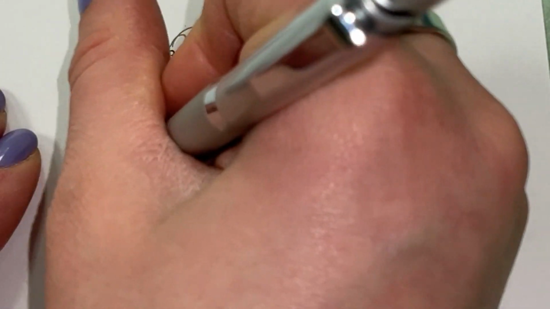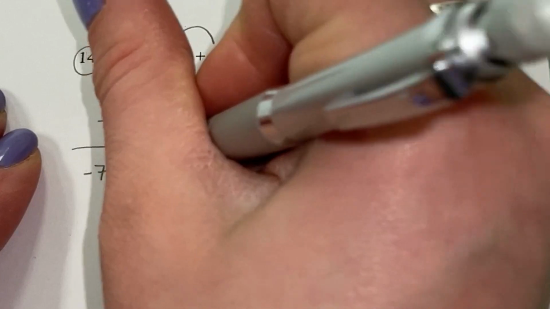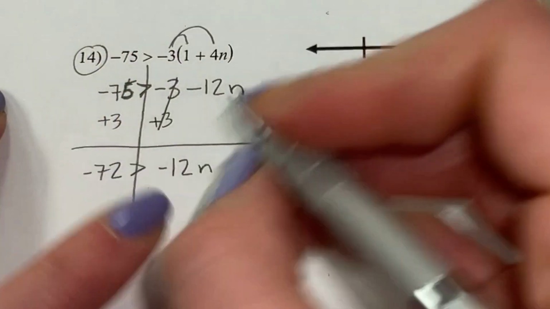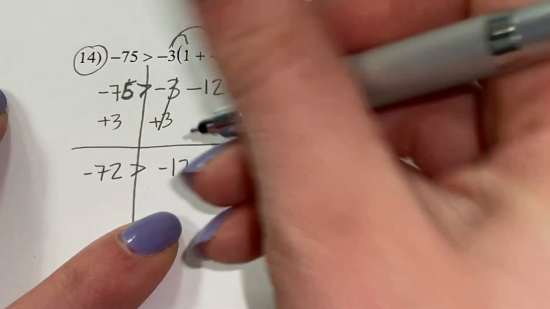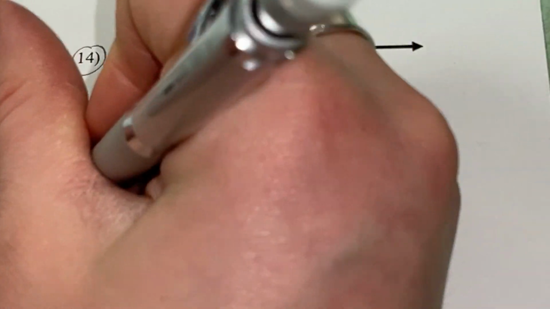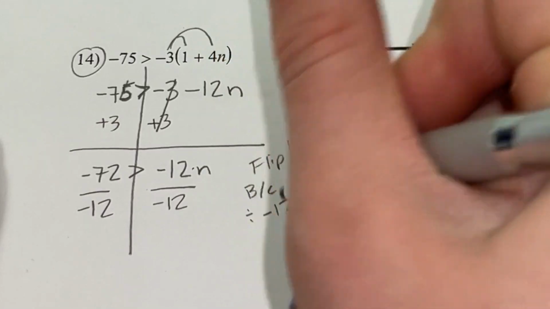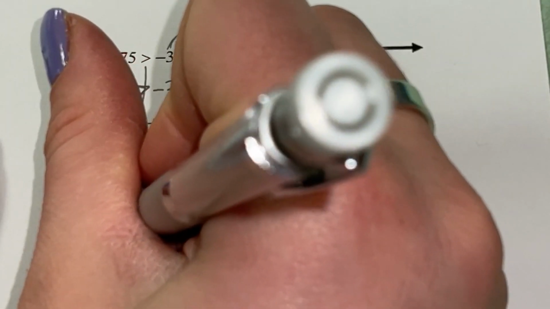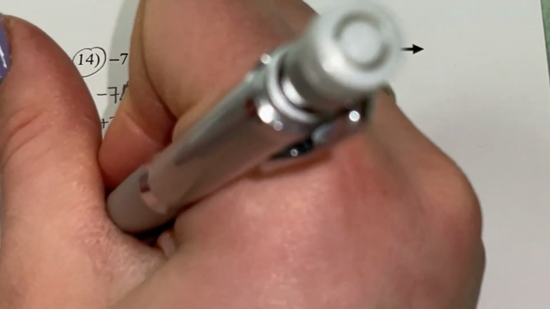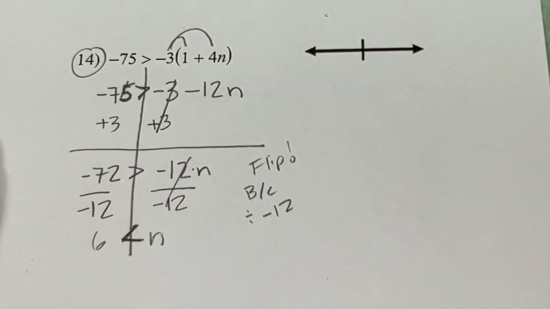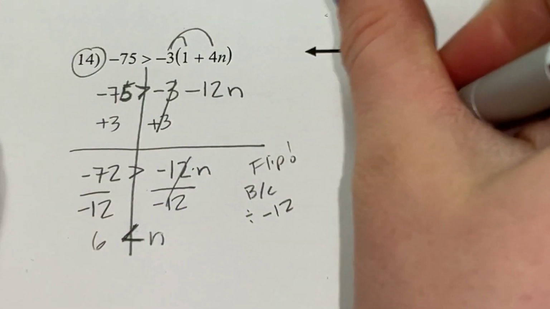This leaves me with -72. The inequality doesn't change, and then a -12n. I got to get rid of the -12 with my n. It's got secret multiplication here, so I have to do division with my fraction bar. And we are going to flip the inequality this time because we are dividing by a -12. So I'm going to flip. We're left with n and a 6.